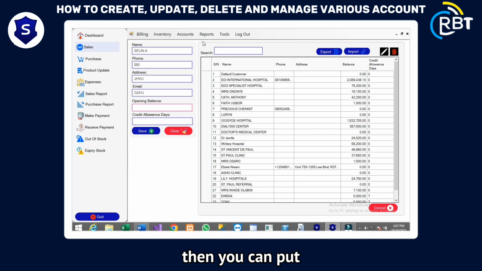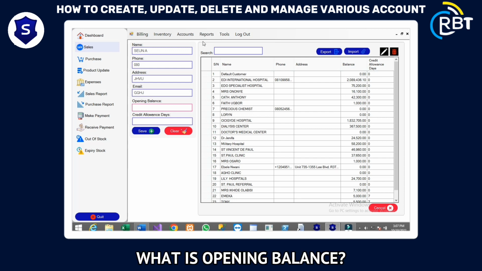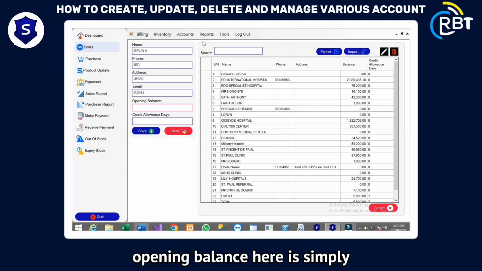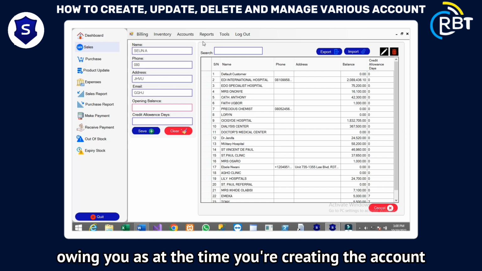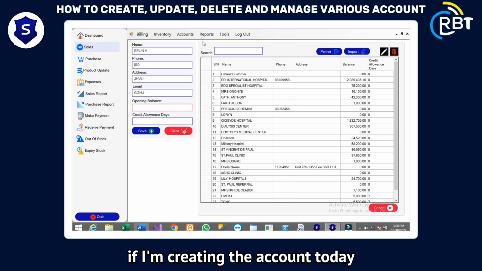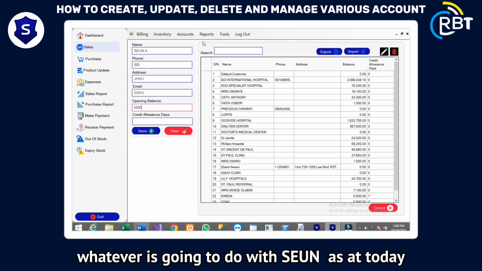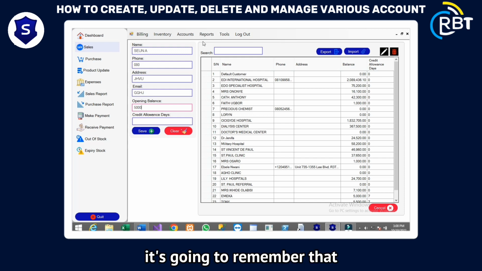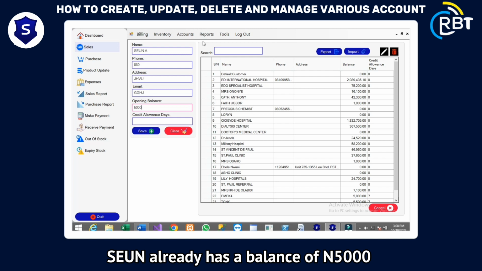Then you can put the opening balance. So what is the opening balance? Opening balance here is simply how much your customer is owing you at the time you are creating the account. If I'm creating the account today and this customer is owing me 5,000 naira, I simply put 5,000 naira, so that the system remembers that Sean already has a balance of 5,000 naira.